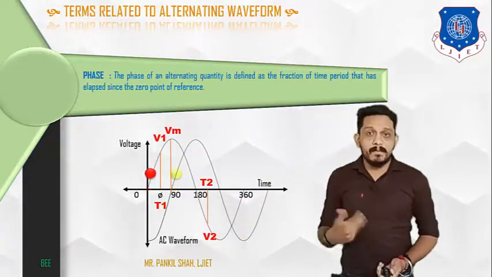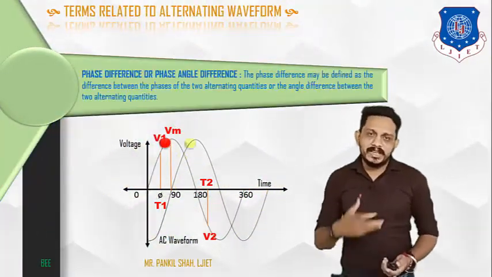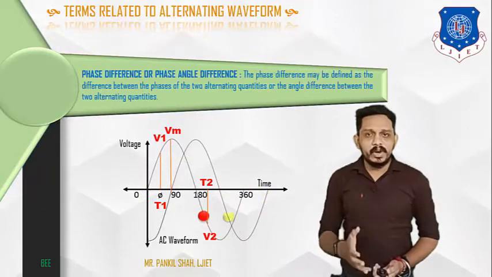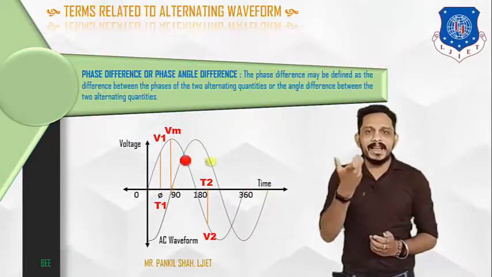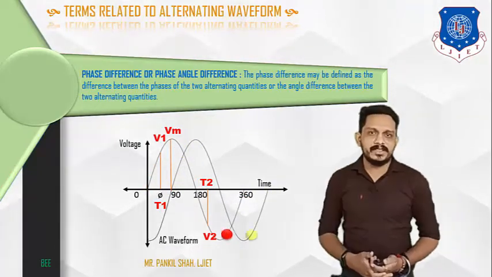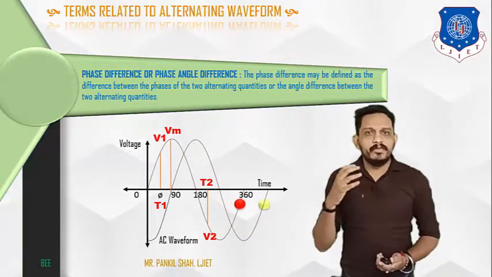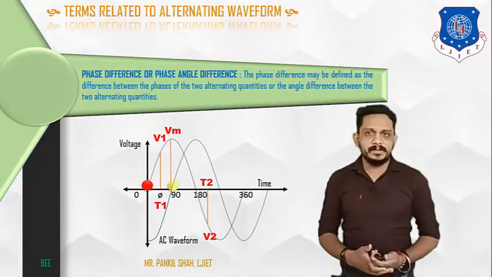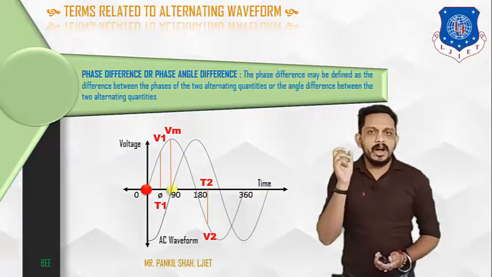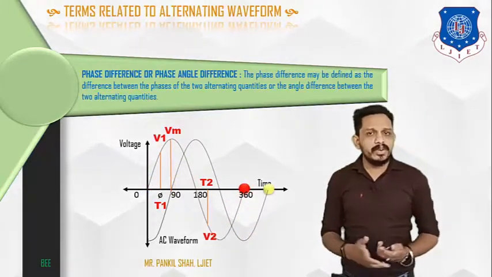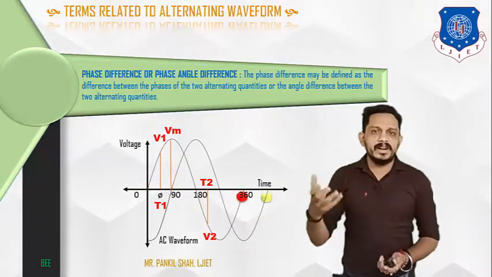Phase is an important term, but the next definition, phase difference, is very important because we will often measure the difference between the angles of two alternating quantities. How can we define the phase difference? The phase difference may be defined as the difference between the phases of two alternating quantities, or the difference between the phase angles of two alternating quantities.